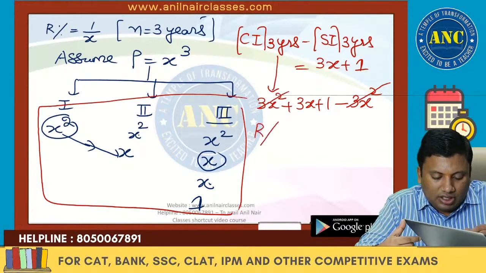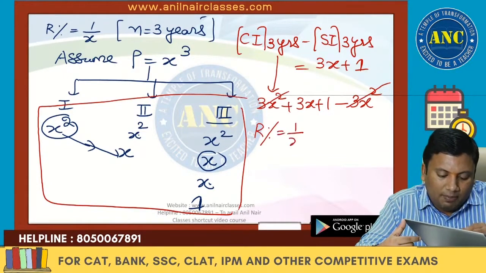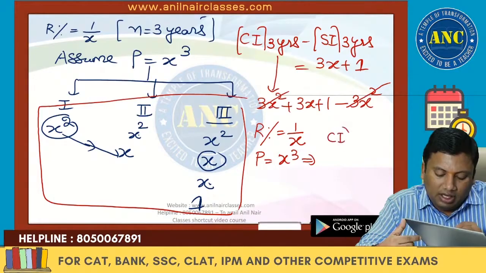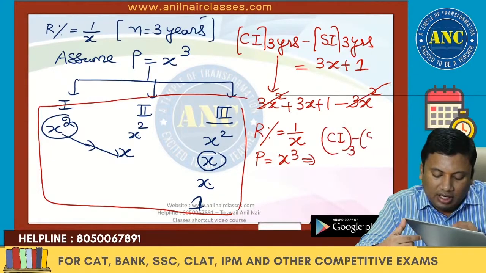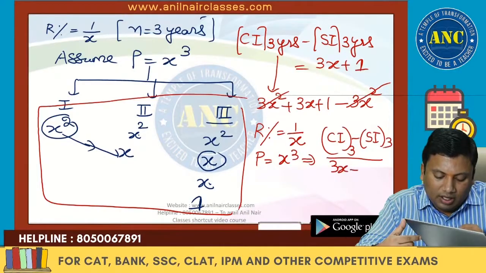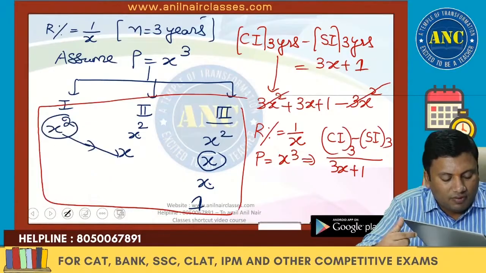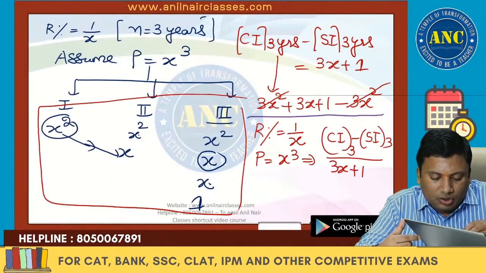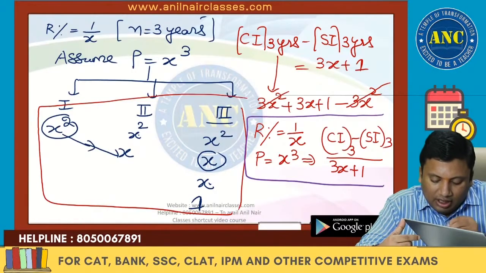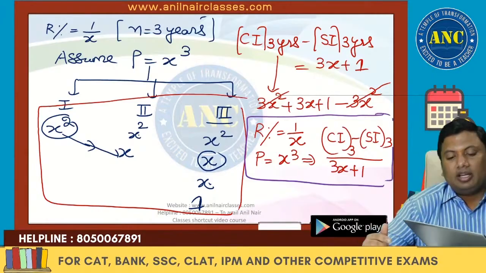Extremely important key point. If R percentage is 1 by x and principal is x cube, CI for 3 years minus SI for 3 years is nothing but 3x plus 1. Please make a note. First we did the same thing for 2 years, now we are doing it for 3 years. R percentage is 1 by x.